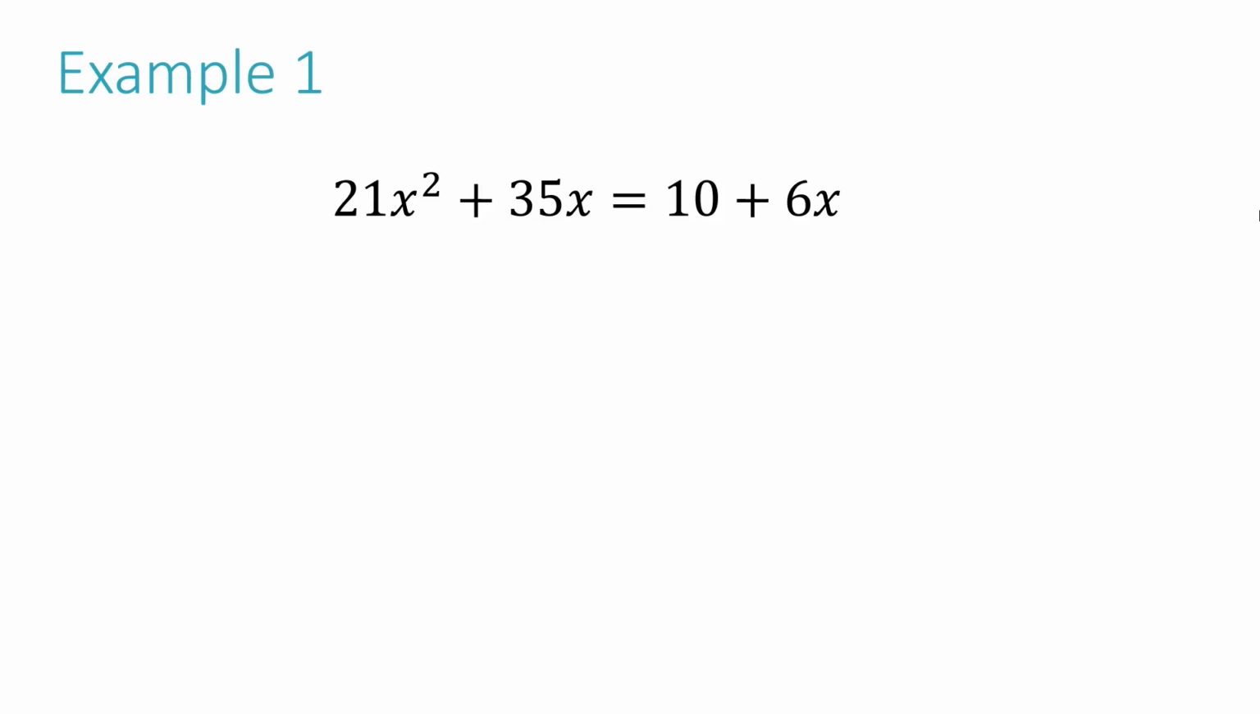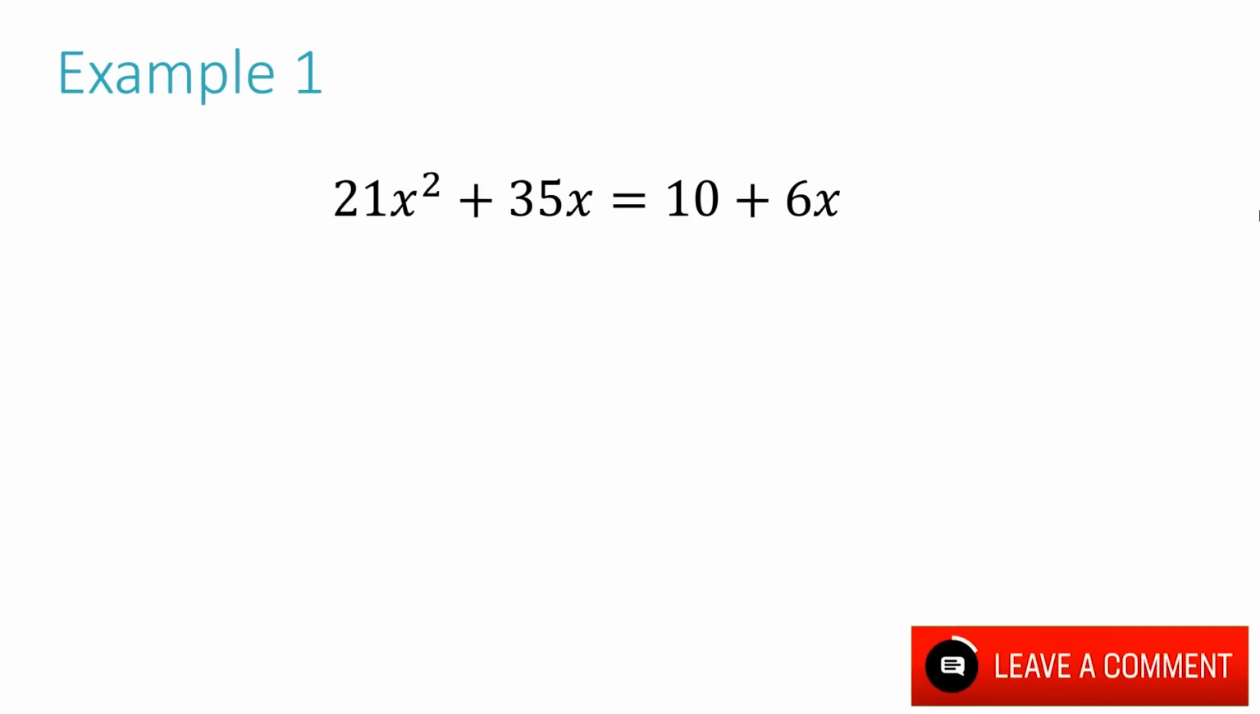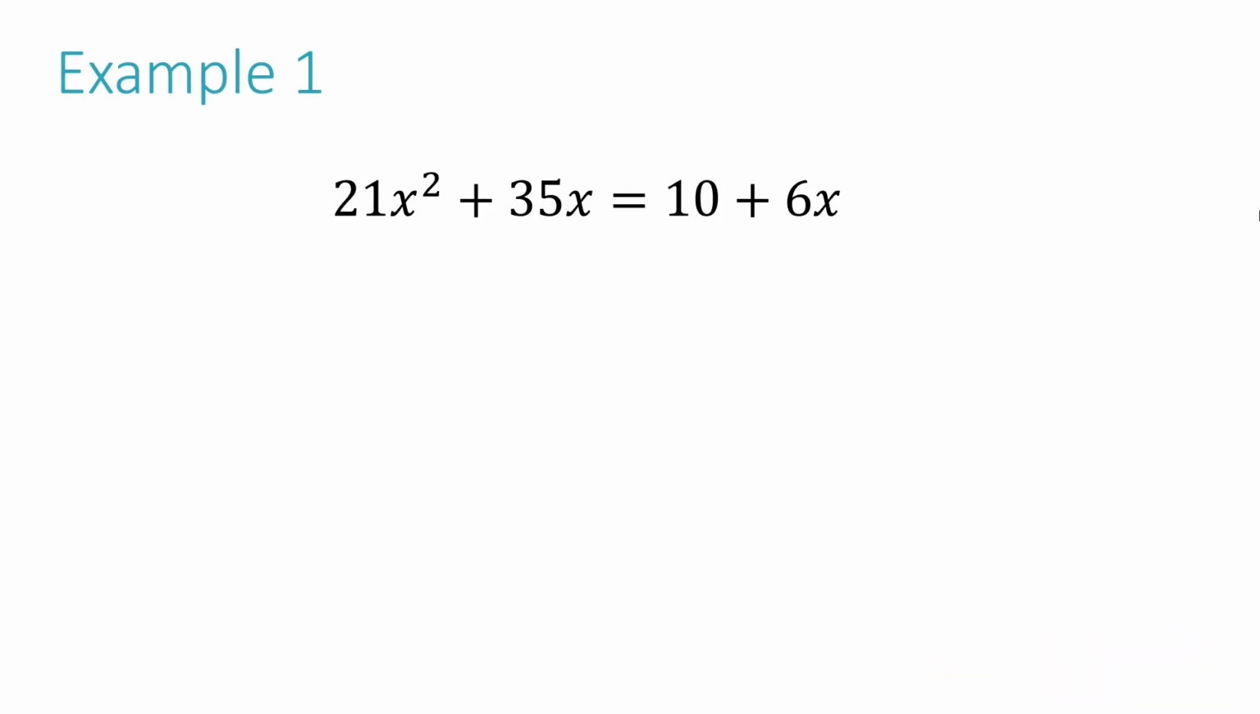Let's take a look at example number 1. Let's say I'm given the equation 21x squared plus 35x equals 10 plus 6x. If you remember, I just explained that you have to start with your equation in standard form, which looks like ax squared plus bx plus c equals 0. This equation is not in standard form, so we need to get it that way.